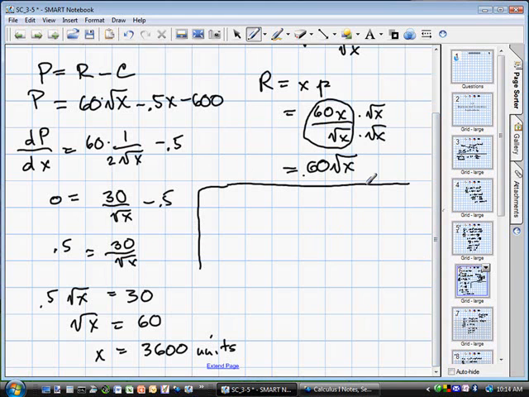I'm not quite sure why this big bar is here. I think originally I was going to do some more calculating here and I didn't need to. So, any questions on that one?